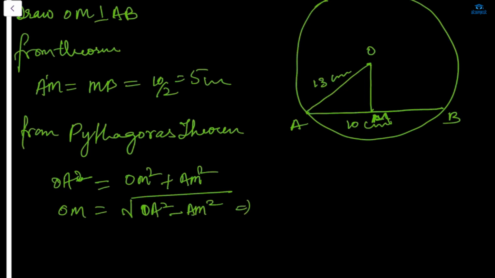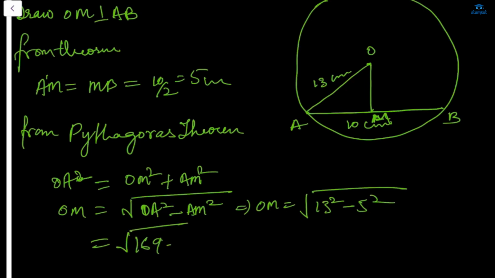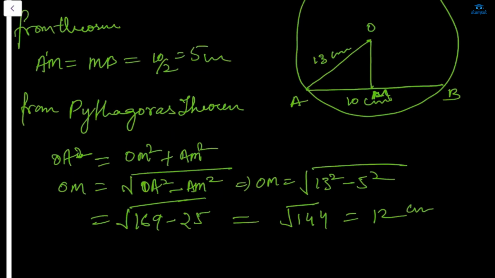So OM is equal to root of OA, 13 square minus 5 square. What is your answer? 12 centimeters. 169 minus 25, which will be equal to 144, which will be equal to 12. So 12 centimeter is the distance from the chord to the center.